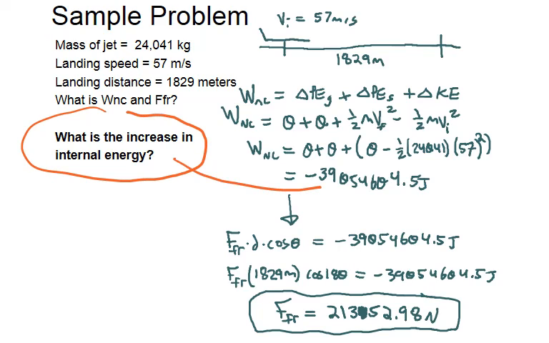And then what is the increase in internal energy? Well, it actually is this, right? That's how much non-conservative work there was in joules. And so all of that non-conservative work, that friction there, went to increase in the internal energy of the system.